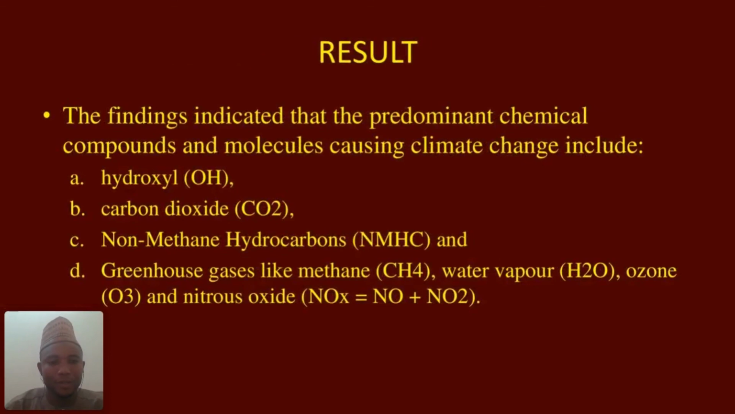Thirdly, the finding also indicates that the predominant chemical substances that are causing climate change in our universe are: number one, hydroxide ions; number two, carbon dioxide; number three, non-methane hydrocarbons; and then the greenhouse gases. These greenhouse gases include methane, water vapor, ozone, and nitrous oxides, all the oxides of nitrogen.